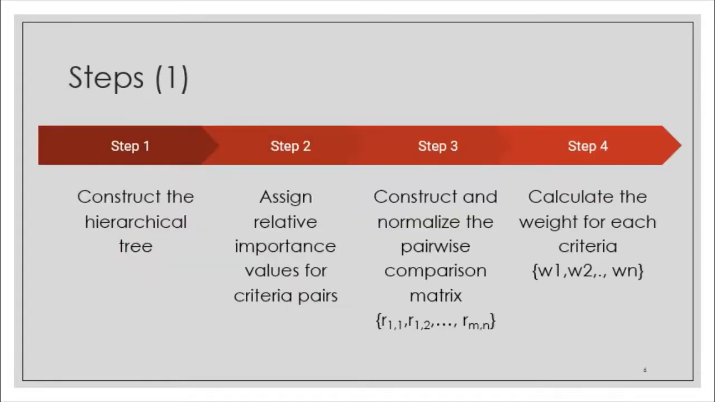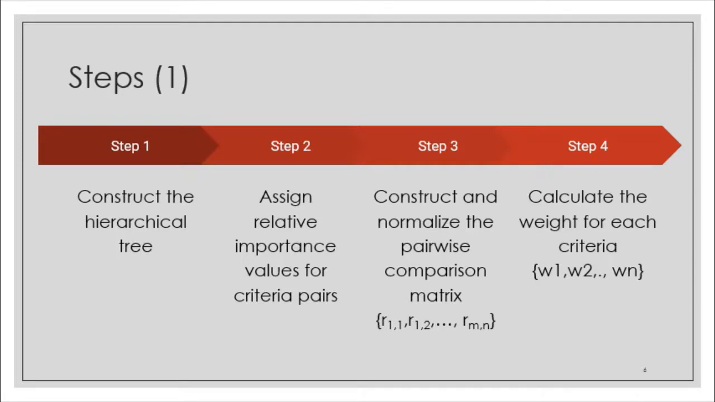To develop this model, there's a set of steps that we need to follow. So in step 1, we'll start by constructing the hierarchical tree that we've discussed in the previous slide. So we'll define the goal of the decision-making problem, the set of criteria that we'll be using, and the alternatives that we'll be choosing from. Then we'll combine those criteria in pairs and assign something called the relative importance value for each criteria pair. Now I'm going to explain what I mean by this value using an example.